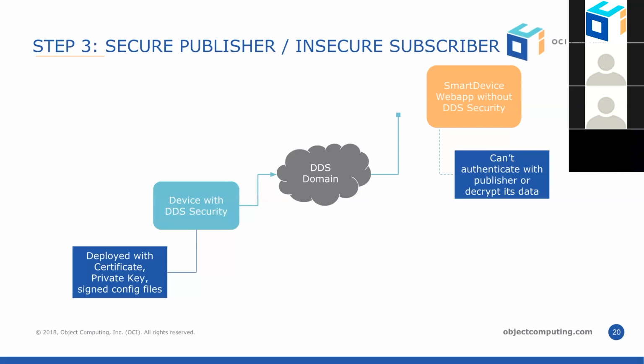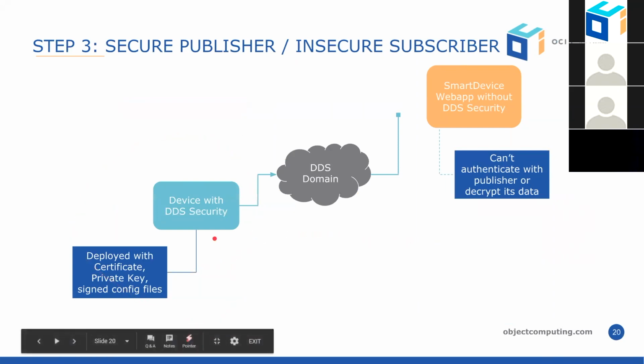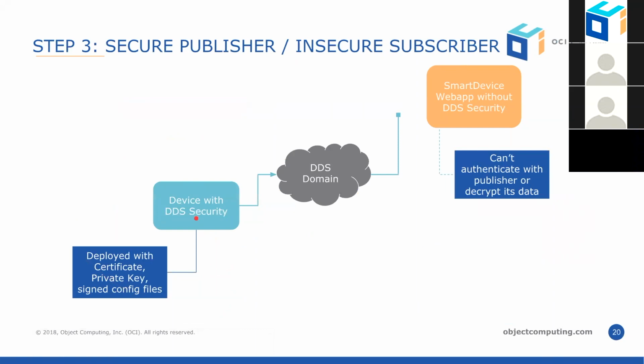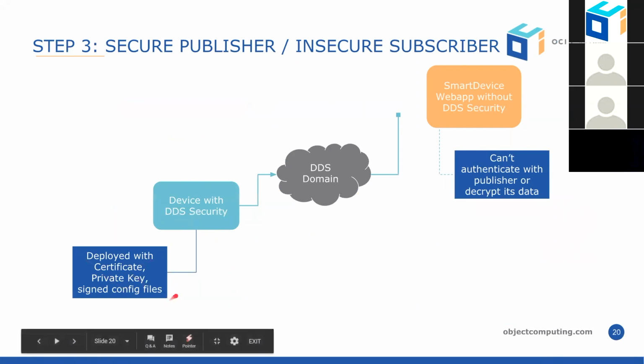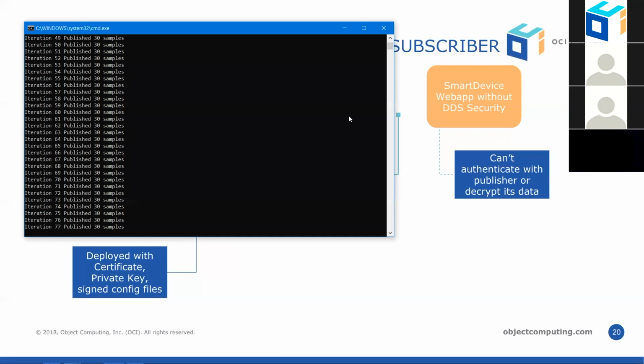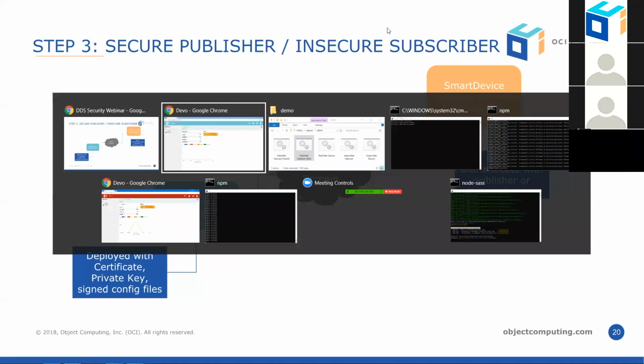Now let's go on to step 3. In this step, we have a secured device. So this time we've gone to the embedded device and we've updated it with a security enabled application. We'll see some details of how that works in a moment. It needs to be deployed with certificate, private key, and signed configuration files. So let me make sure to stop the other ones and I'll start that up.